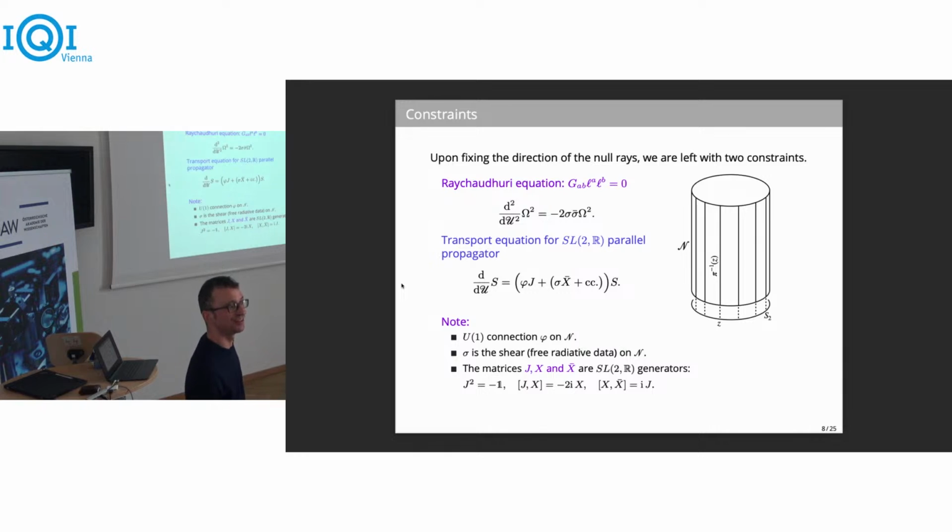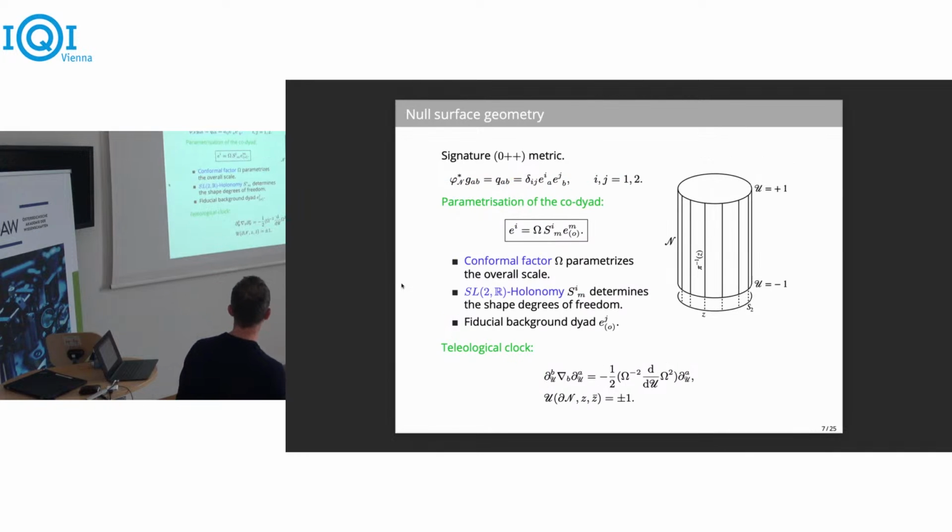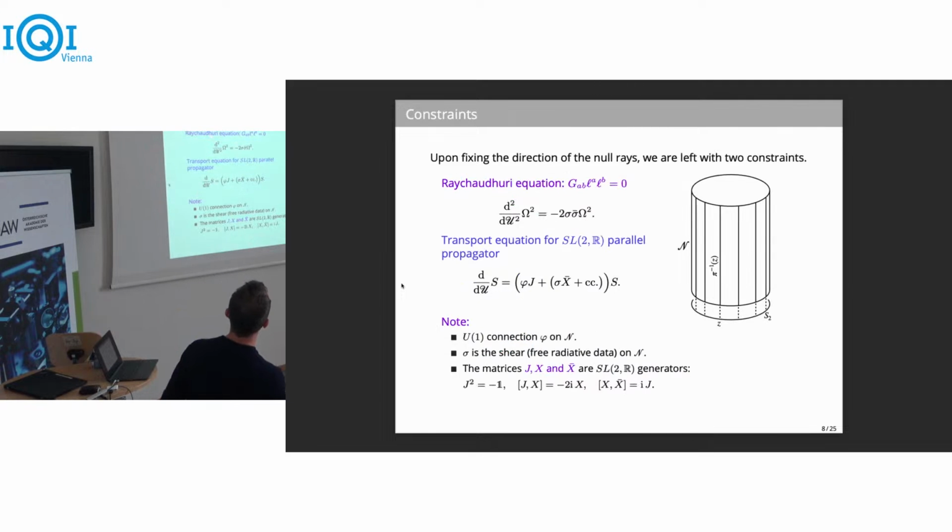Yes? The transport equation is also a consequence of Raychaudhuri, or? This is on top of that. So the Raychaudhuri equation, with respect to this clock, turns into this simple second-order differential equation for the conformal factor, which is sourced by the shear degrees of freedom.